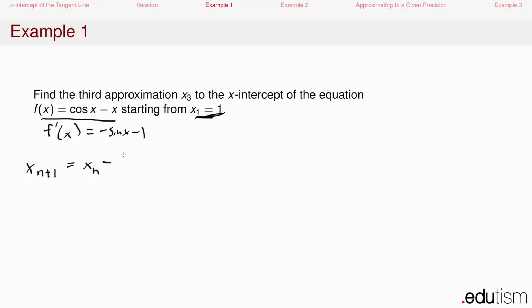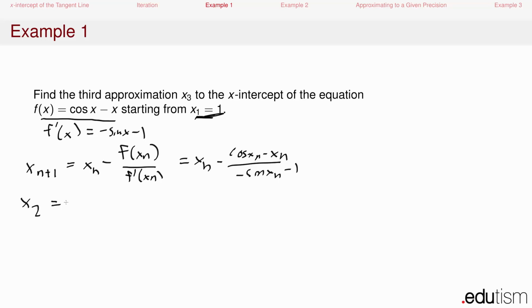x_n minus f of x_n over f prime of x_n, which means it's going to be x_n minus cos x_n minus x_n, over negative sine x_n minus 1. So this is the formula we're going to be using each time to find the next approximation from the previous approximation. So we're going to do it with x2. x2 is going to be x1 minus cosine x1 minus x1 over negative sine x1 minus 1. So let's plug our x1, which is 1, into this formula and see what we get.